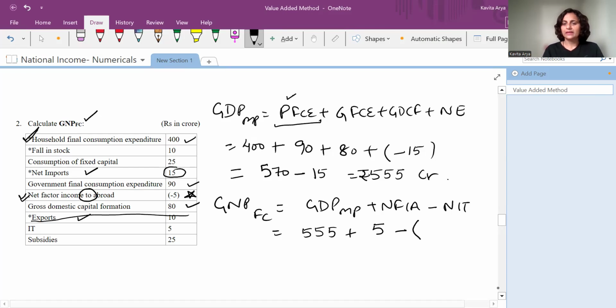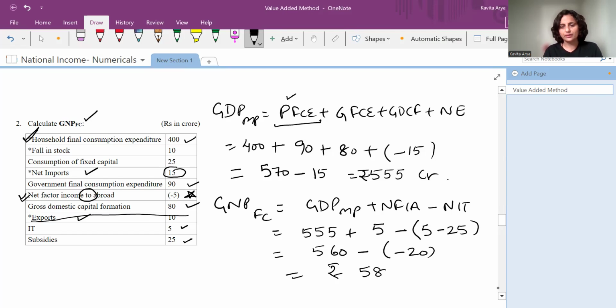NIT has to be calculated within the bracket so that we are not mistaken with the symbols, right? So IT is 5 and subsidies are 25. So I'll write it within the brackets, 5 minus 25. I'll solve it first and then move ahead, right? So this becomes 560 minus, and we have here minus of 20. So ultimately that turns out to be positive and that becomes rupees 580 crores. And this is the final answer.